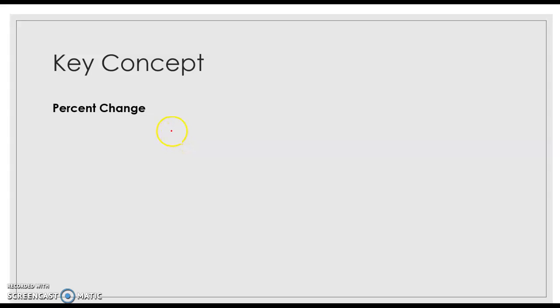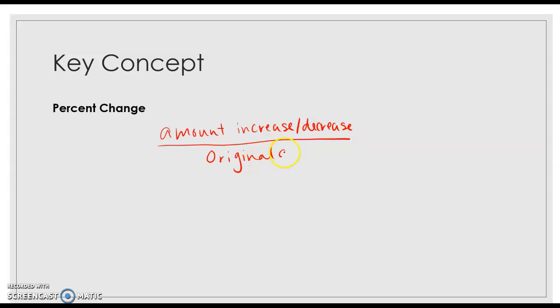Basically we're going to take our amount, maybe, of increase or decrease. So you normally are going to get that by subtracting to get how much did we increase or decrease by. And we're going to divide that by the original amount.